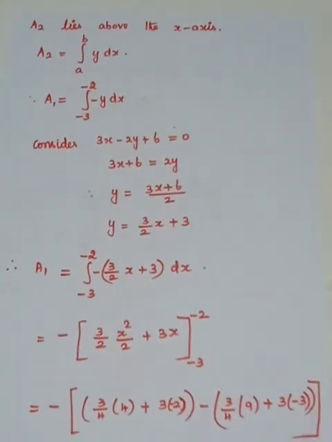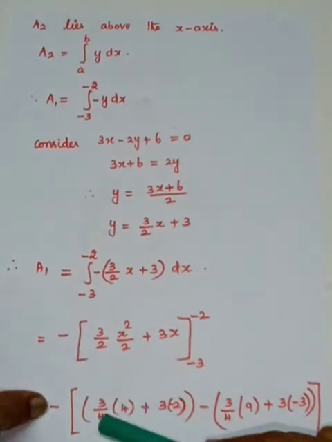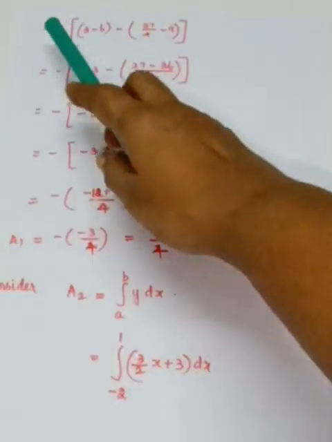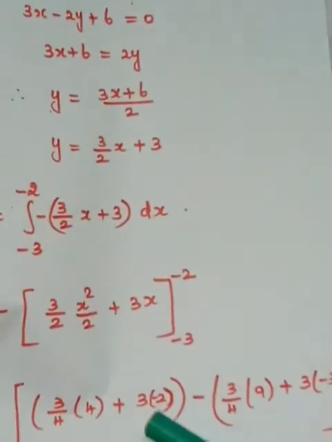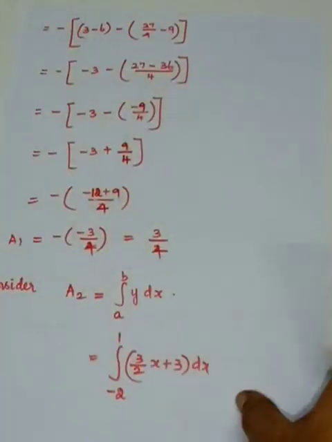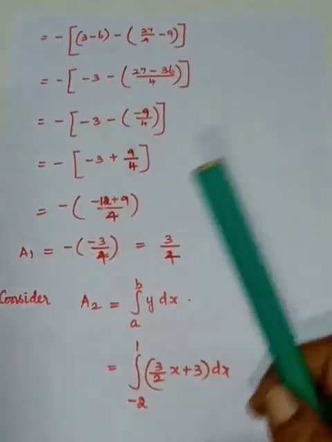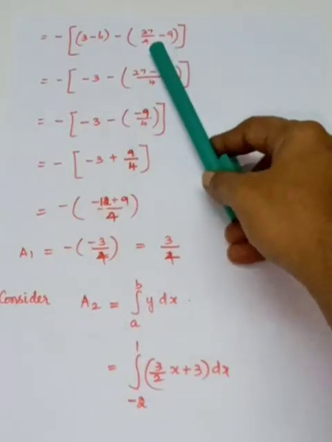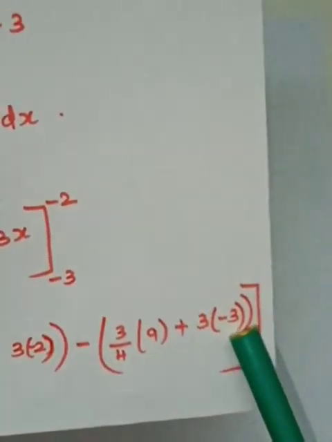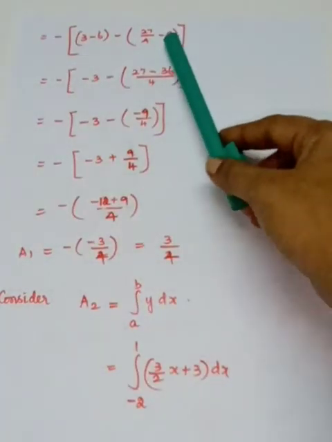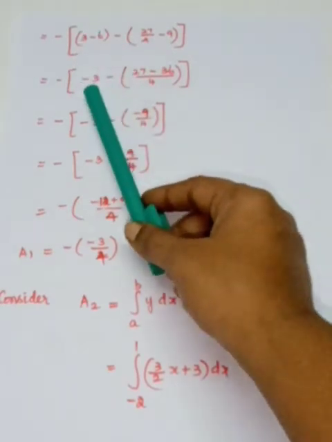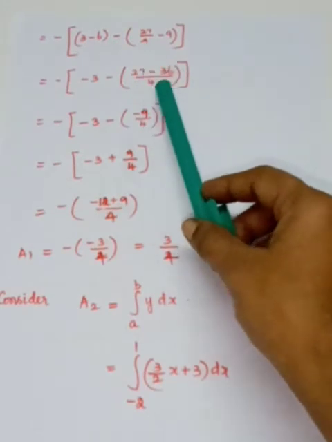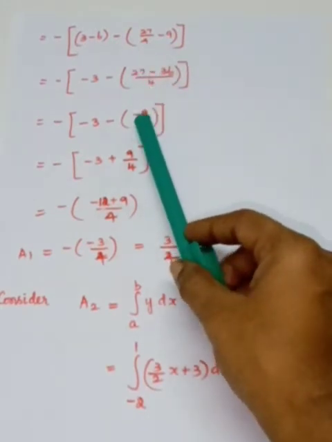So the minus is written out. So this 4 and this 4 get cancelled. So here the first term is 3, and here 3 into minus 2, what is it? It is minus 6. Next, minus in between, you have 3 into 9 is 27 by 4. So here you have 27 by 4. And 3 into minus 3 is minus 9. So 3 minus 6, when you calculate, it is minus 3. You have to take LCM. 9 4s are 36. 27 minus 36 by 4. So the answer is minus 9 by 4.